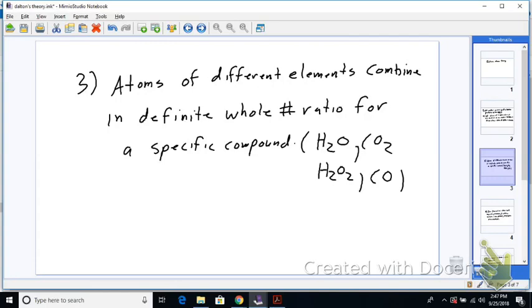Atoms can go together to form different types of compounds as well, so it doesn't have to be an exact ratio only. It can be multiple ratios, but they're still going to be whole numbers for that particular compound that have specific properties.